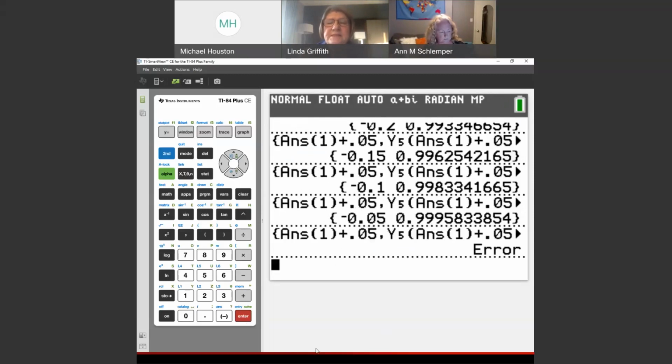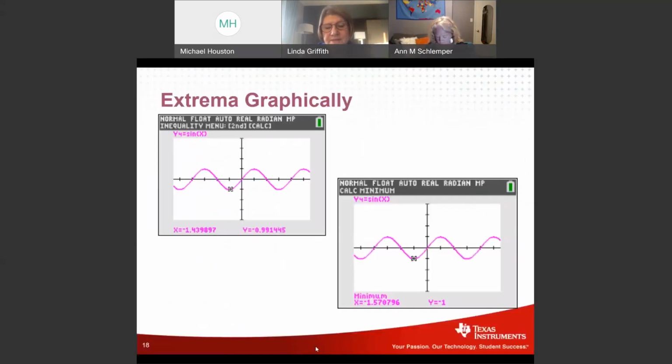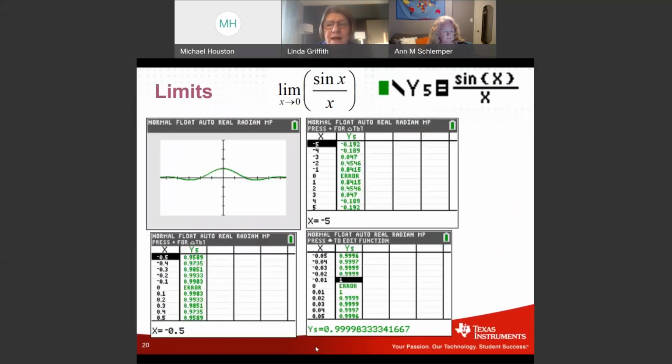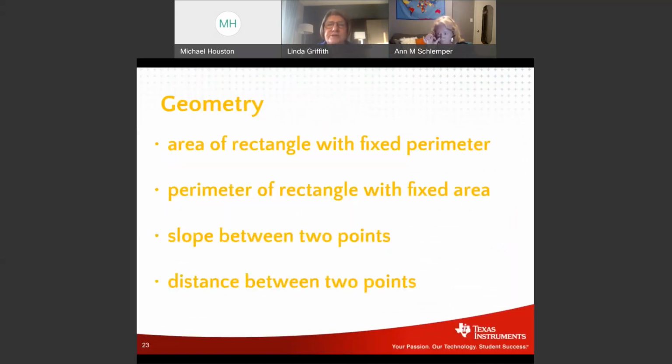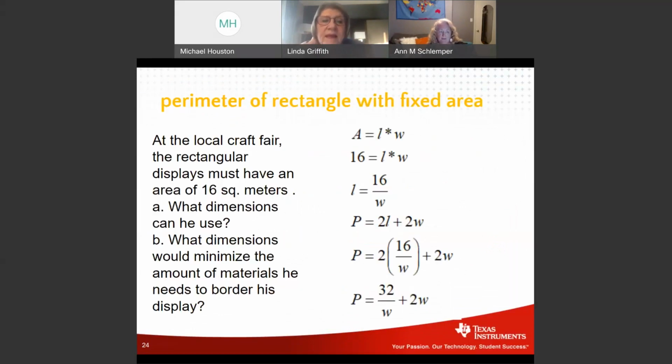This is not with this particular problem, but this is how I introduce the definition of a limit of a sequence, using that technique, with a sequence rather than a function. Okay, so moving on to geometry. These are classic problems in a middle school class: perimeter of a rectangle with a fixed area, and the next problem will be area of a rectangle with a fixed perimeter.